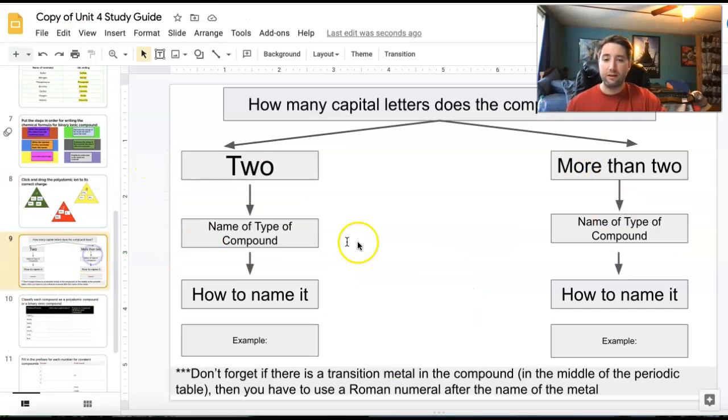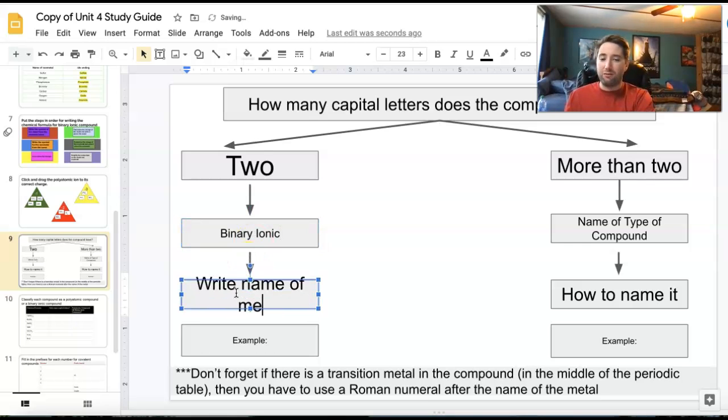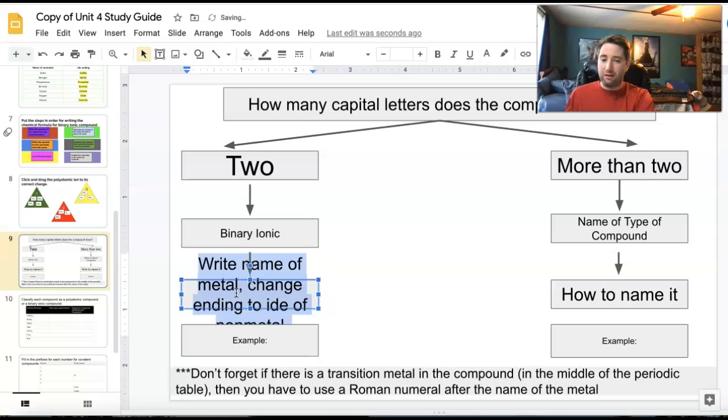Okay, next one. Alright, so this is the flowchart that we did the other day. So it says, how many capital letters does the compound have? Alright, if it's got 2, what is the name of the type of compound? That's going to be binary ionic. How to name it? Write name of metal. Change ending to IDE of non-metal. And I know my font is way too big.